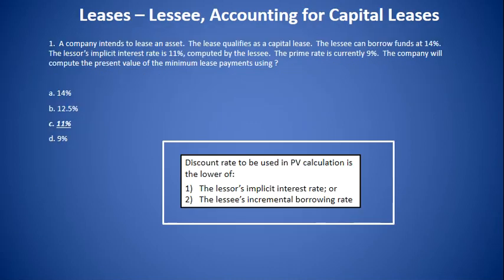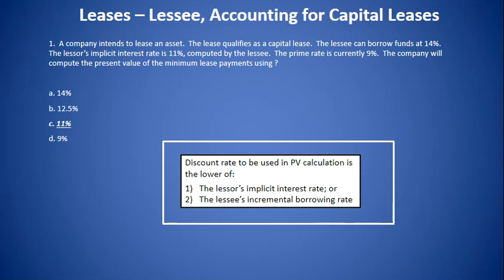Okay, the answer to number 1 is the company will compute the present value of the minimum lease payments using, and the answer would be C, 11%. The discount rate to be used in the PV calculation is the lower of the lessor's implicit interest rate, which would be the 11%, or the lessee's incremental borrowing rate, which would have been the 14%. So that's the answer to number 1.